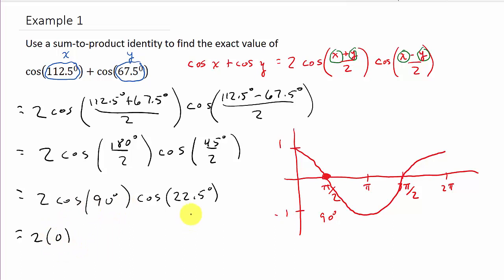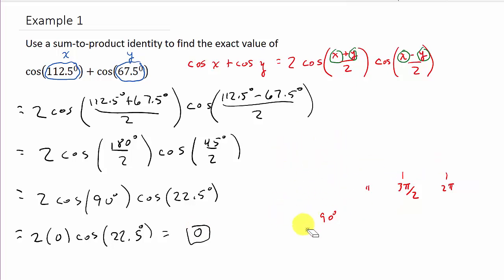Now look, it doesn't matter what this is. We don't know the exact value of cosine 22.5. That's not one of the special angles. Remember 30, 45, 60, 90, 180, 270, 360, and 0. Those are the ones you should memorize. Well, the 22.5 we don't know, but it doesn't matter because we're multiplying everything by 0, so this is just going to give us an answer of 0.